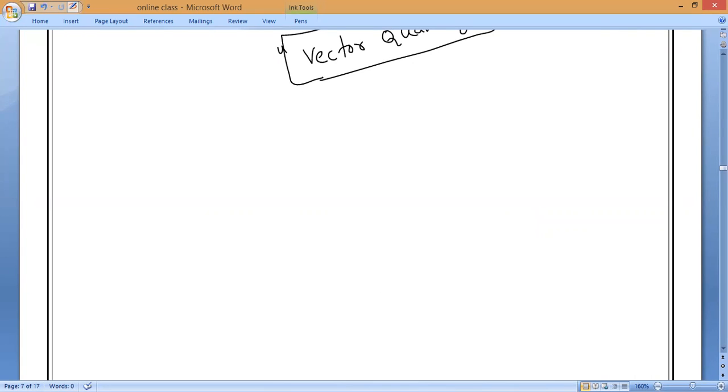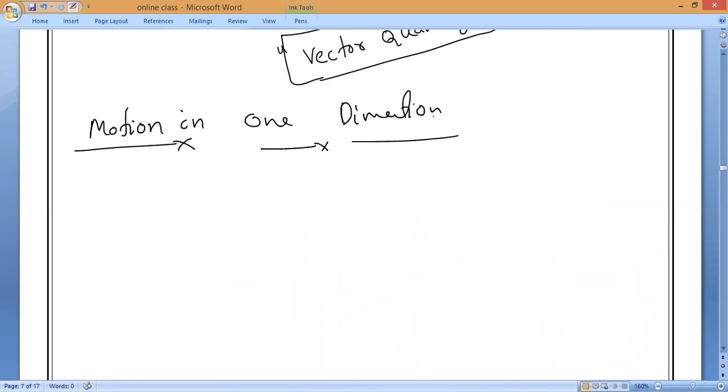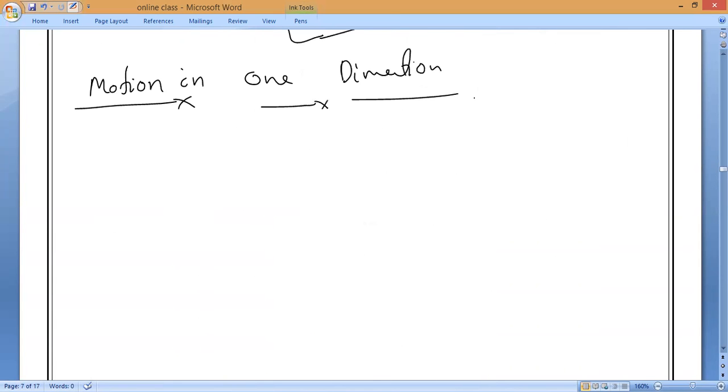You understand? Why? What is the chapter name? Motion in one dimension. You understand? So wherever I say speed or velocity, you can consider them as speed or velocity alone. It's not an issue. So that is what you have to remember. Now, this is velocity. The velocity definition is already written. Yes or no, guys?